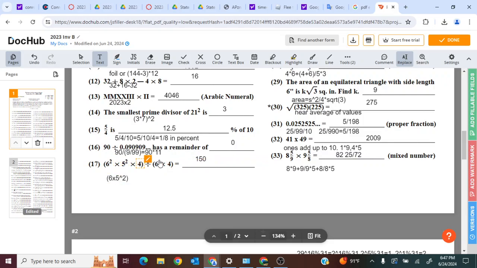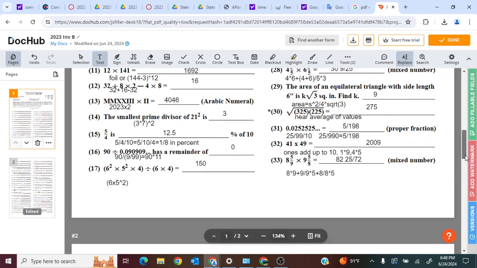Okay, 17. You have stuff being multiplied and stuff dividing. You can cancel out one of these 6's and one of these 4's because you're dividing by it. And you're just left with 6 times 25. And you get 150 from that.